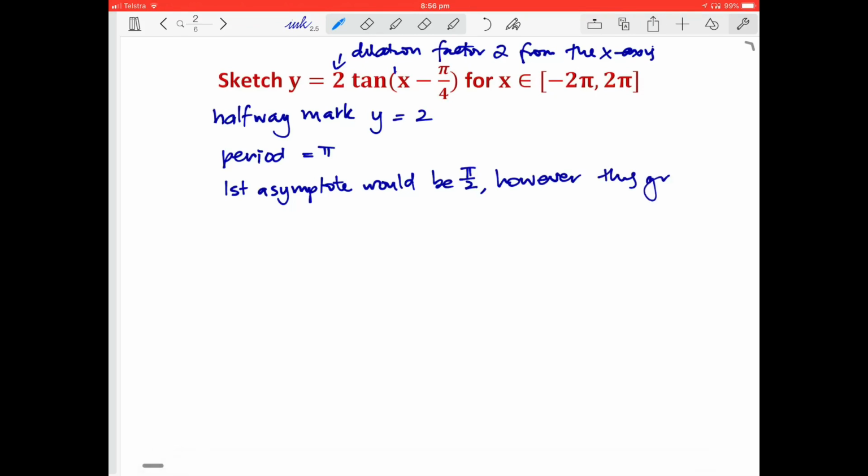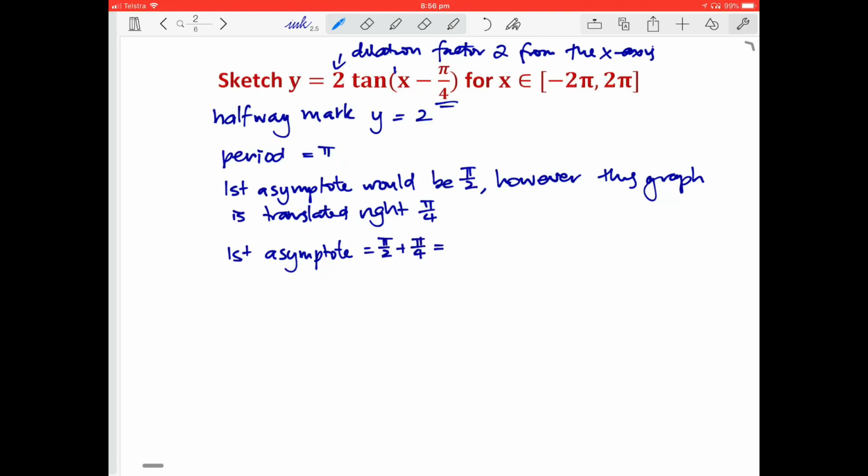this graph is translated right pi on 4. So we can see our first asymptote, because the translation affects our asymptotes. Our first asymptote is pi on 2 plus pi on 4, which is 2 pi on 4 plus pi on 4, which is 3 pi on 4.